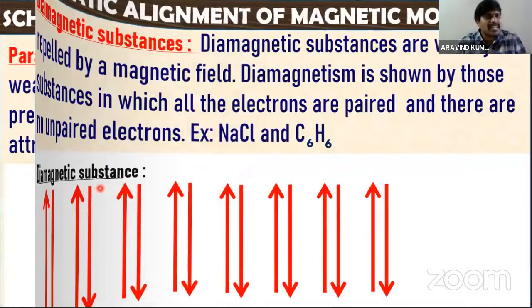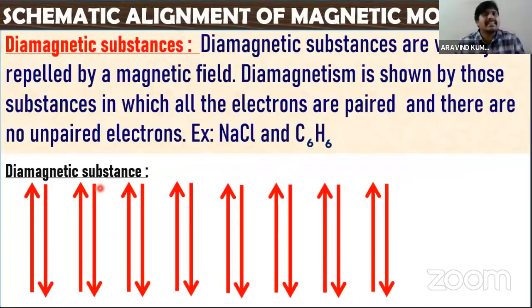Now, diamagnetic substances. Already you know, children, diamagnetic substances are weakly repelled by the magnetic field. Diamagnetism is shown by those substances in which electrons are paired. Now, unlike paramagnetism, paramagnetism is because of unpaired electrons, whereas diamagnetism is because of paired electrons. Now, in this one, do you have any unpaired electrons? No, children, all are paired.